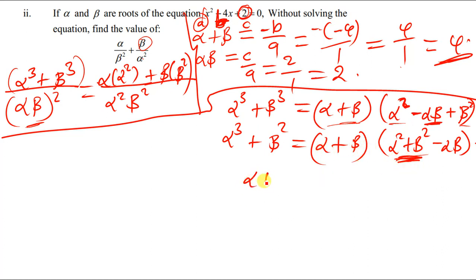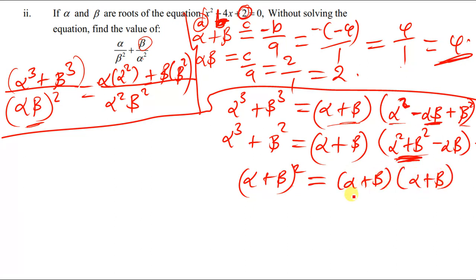So this can be gotten from alpha plus beta squared. When you simplify this expression, it can also be written as alpha plus beta times alpha plus beta. So alpha times alpha, you get alpha squared. Alpha times beta, you get alpha beta. Beta times alpha, you get alpha beta. Beta times beta, you get beta squared.